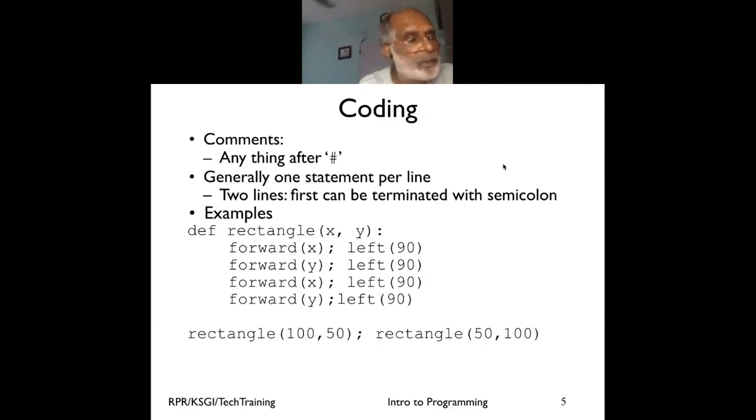Now what will this line do? Rectangle 100, 50, rectangle 50, 100. And I would like to comment what this will do. Two rectangles will be drawn. Of what kind? What size? The first one would have a length 100, the second one would have a length 50. Will they be next to each other? Will they be overlapping each other?